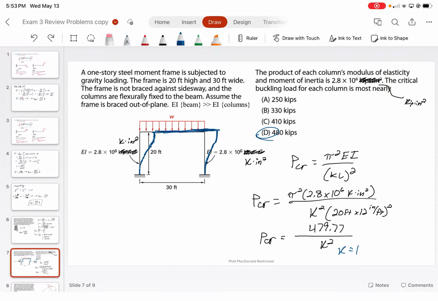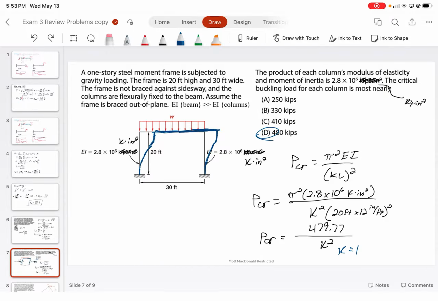If we didn't know the standardized K value, would you be able to figure it out? It's something you could definitely figure out from the alignment chart. I just didn't feel like using the alignment chart. But if I don't specify a K factor, I'll either give it to you in a table, or you'll get the alignment chart, or if it's just pinned and pinned, K equals 1. That's the easiest way.